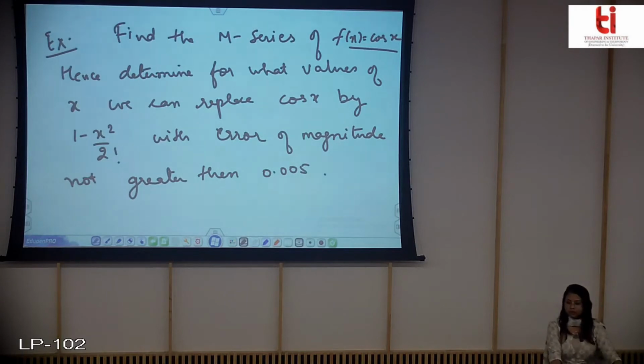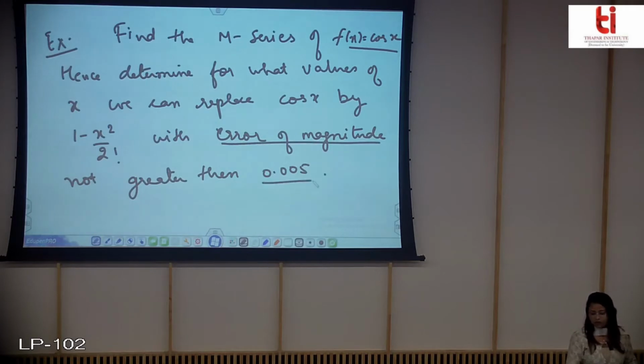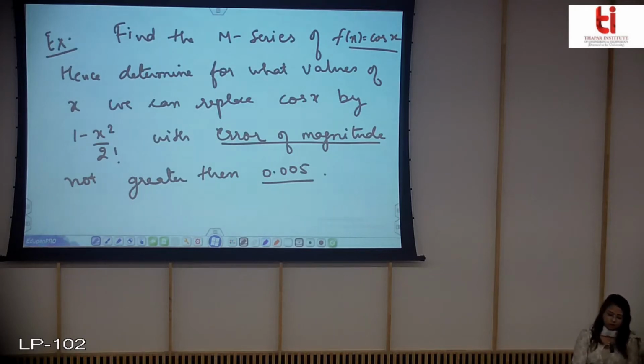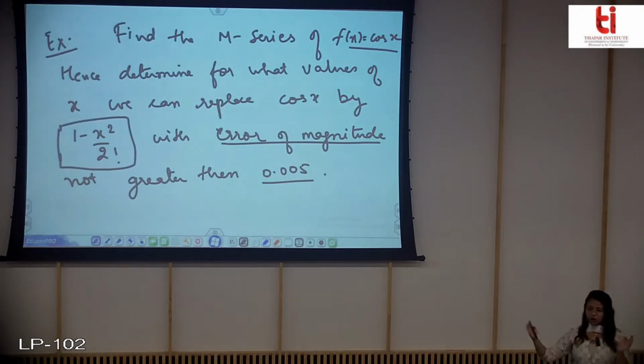Now in this type of problem, you have been given the magnitude of error and you need to find the values of x for which, if you put these two terms in place of the whole infinite series, the magnitude of the error will be less than 0.005. So let's see how to solve this type of problem with the help of the remainder estimation theorem.